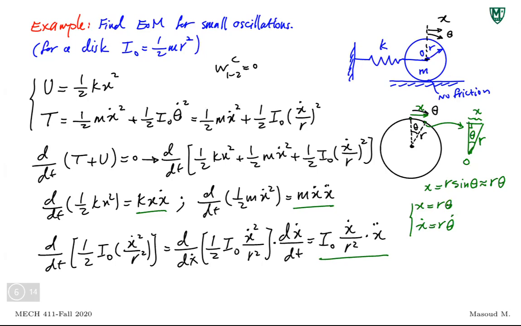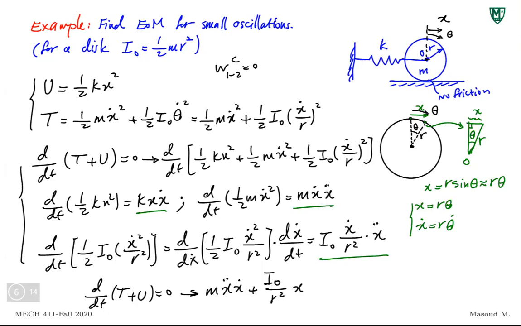Now I have everything. I just put them all back together. All right, these three. I have everything I need. My goal was to form this equal to 0, and I just put everything together. So it would be m x double dot x dot plus I-O. Let me write it in a way that is easier to separate things: I-O over r squared x double dot x dot plus k x x dot is equal to 0.